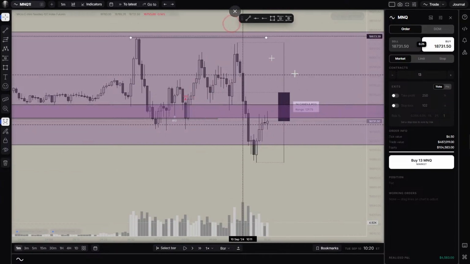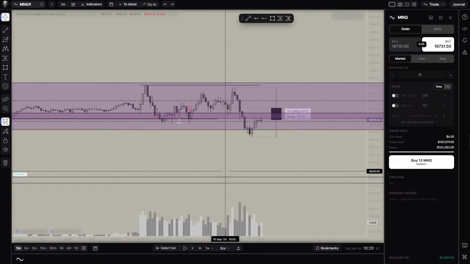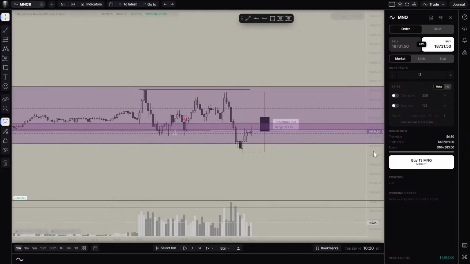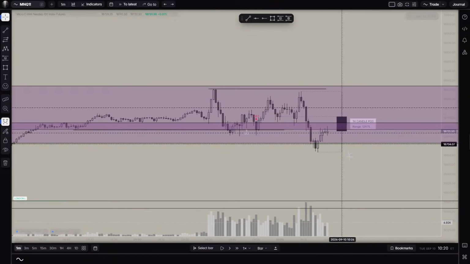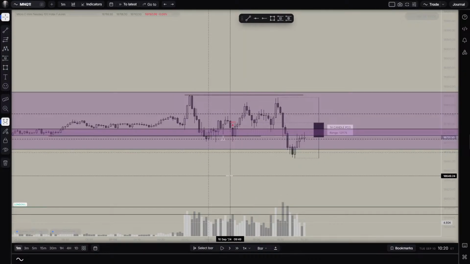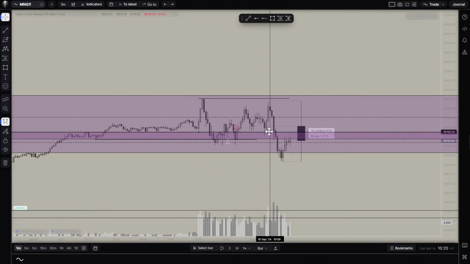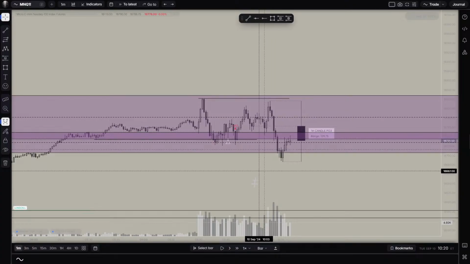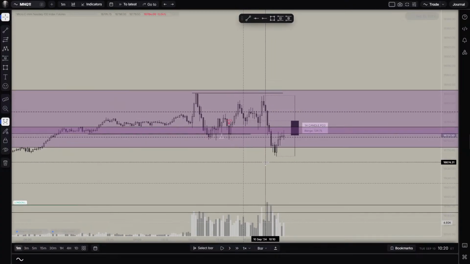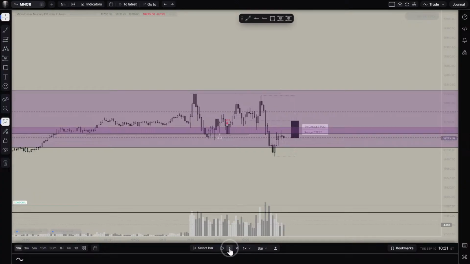That's why I always refrain from trading in between two high time frame PD arrays, because it will always chop out. See, this will get taken, but it will chop out first. This was a good inversion to take.